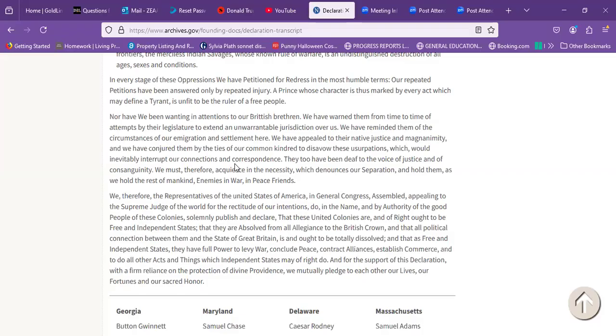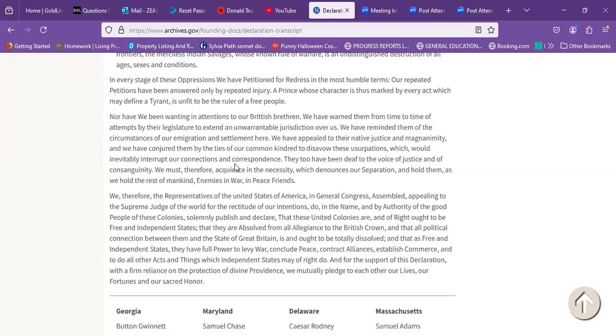Nor have we been wanting in attentions to our British brethren. So here he's answering the idea, well, maybe we just need enough public support in Great Britain itself, and that will pressure Parliament to treat us differently. We have warned them from time to time of attempts by their legislature, notice that language. Is Parliament the American legislature? No, it's the British legislature. Attempts by their legislature to extend an unwarrantable jurisdiction over us. So Parliament making laws for us instead of our colonial legislatures making laws for us.